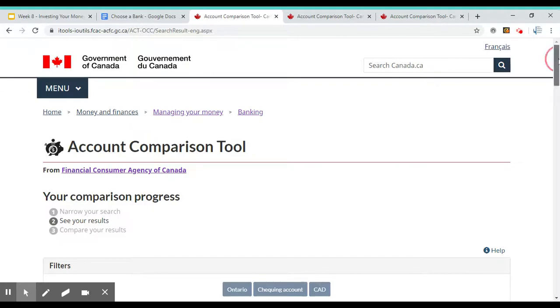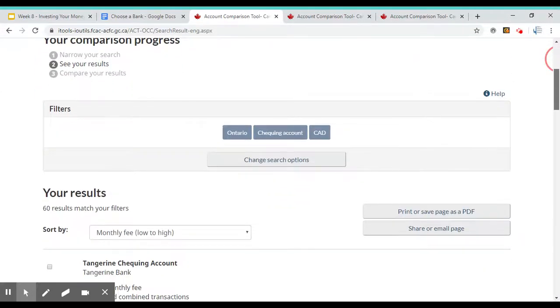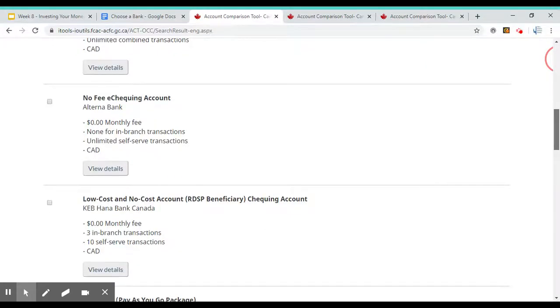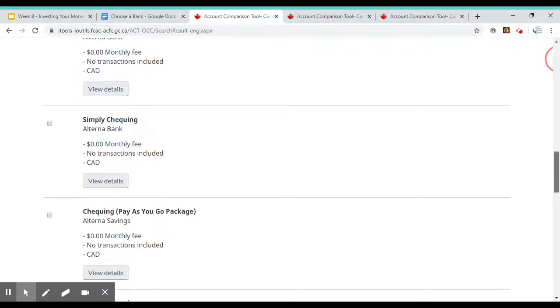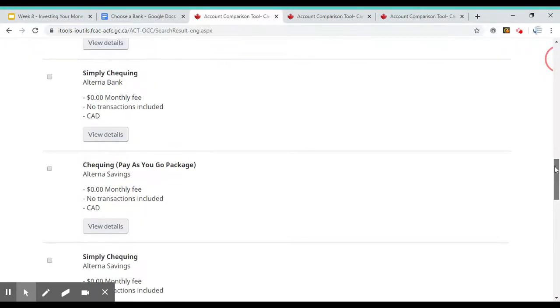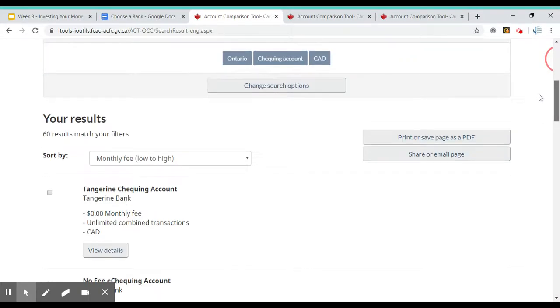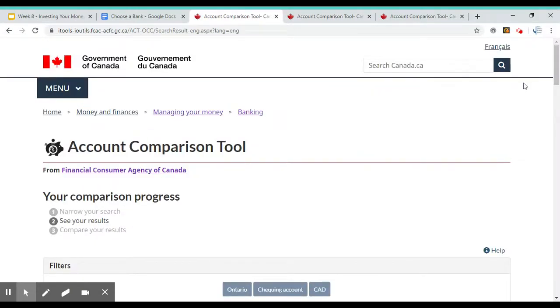Okay, so when I've done my search, you'll notice that a bunch of different accounts come up, and they don't seem to be in any particular order in terms of name. So what I would like to do is sort by name. Because I'm choosing a specific bank that I'm looking for, it will make it easier to find the accounts if I sort by financial institution. So next to sort by, I'm going to pick financial institution alphabetical order.